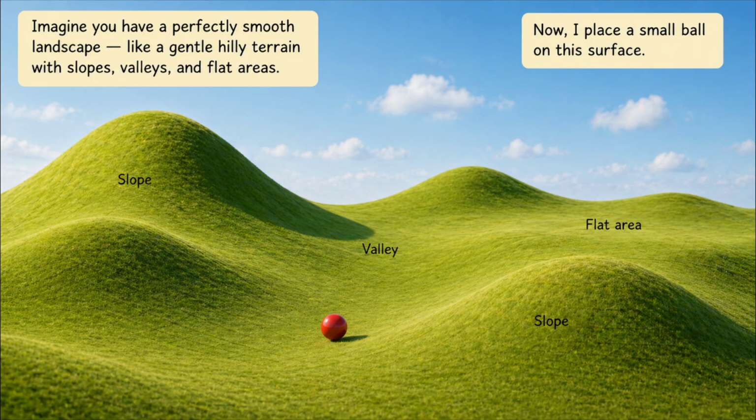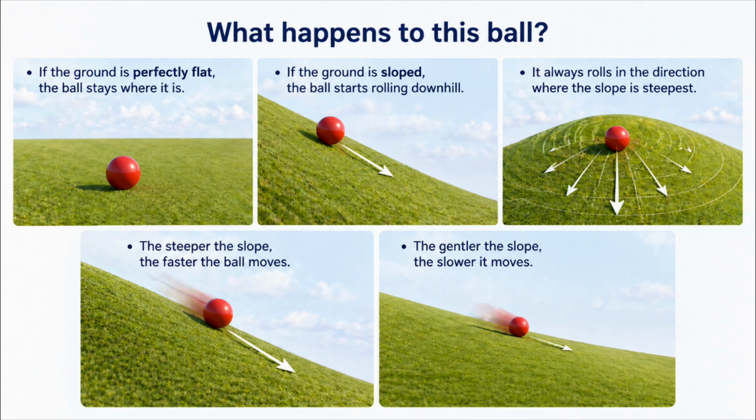Think of this surface as representing a quantity that varies from point to point. At different locations, the value is high at the top of a slope, low in a valley, or constant in a flat region. So we now have a surface where a property varies smoothly in space and a particle placed on it. Now let us observe what happens to this ball.